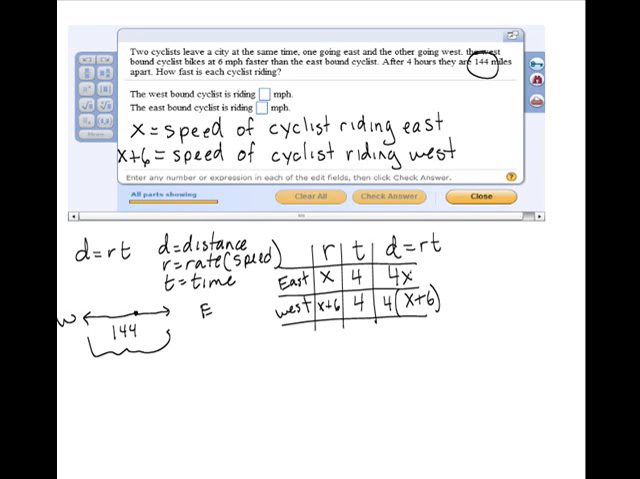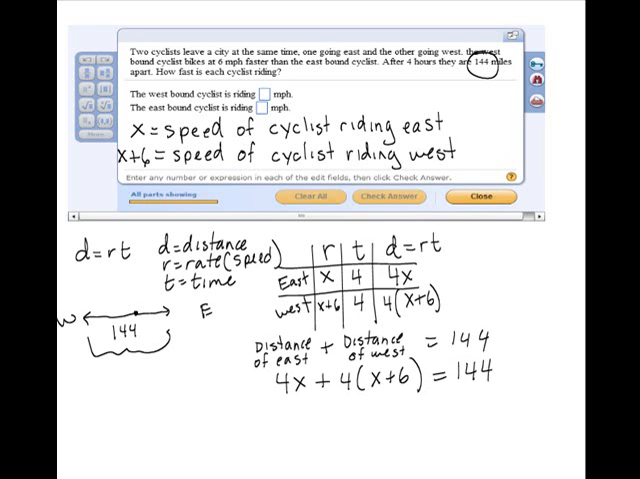So what does that mean? That the distance of the east plus the distance of the west equals 144. That is the equation. Again, you can see I have the distance of the east plus the distance of the west is 144, and the distance of the east is 4x, the distance of the west is 4 times x plus 6. How do you solve that equation?